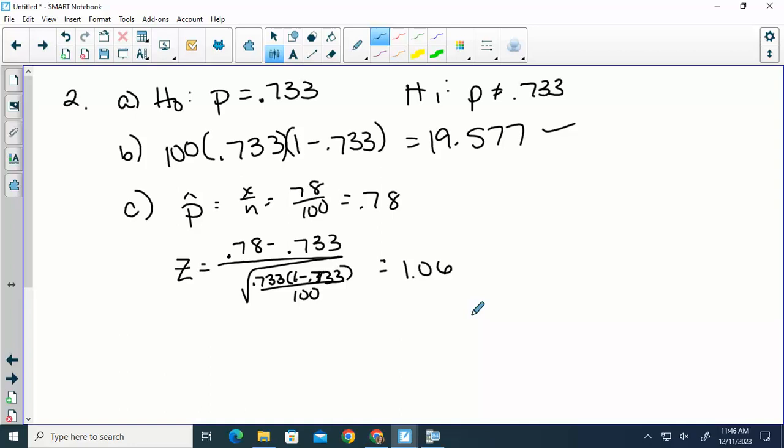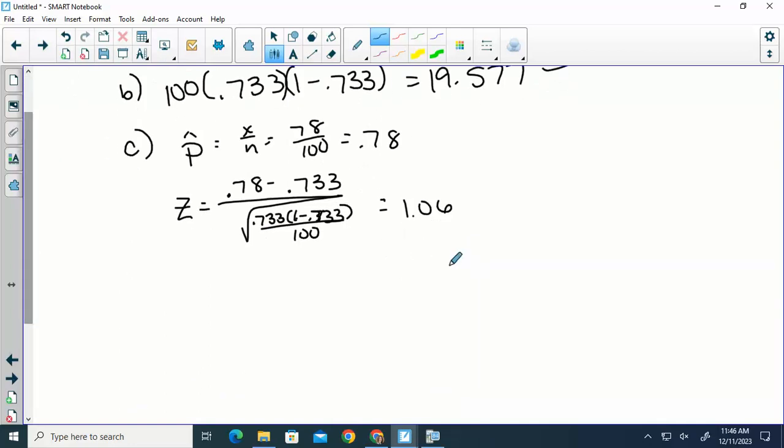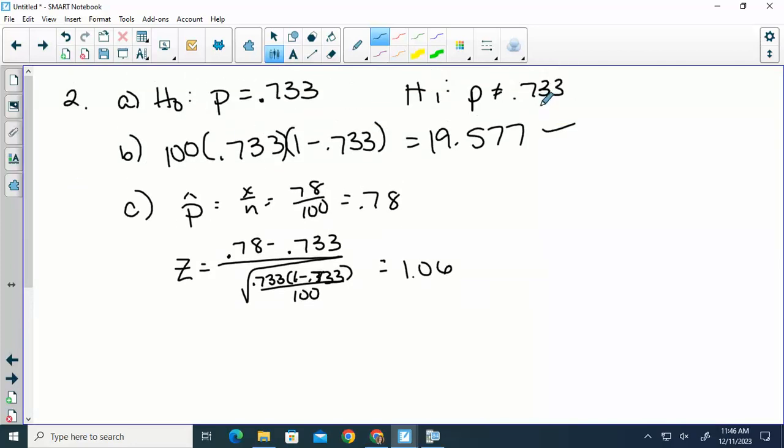At this point, we have different ways of finding it. We talked about the classical versus the p-value approach. So if I looked at this, the one thing that kind of throws us off here is we are testing not equal. So this is a two-tailed test. We need to find this probability.